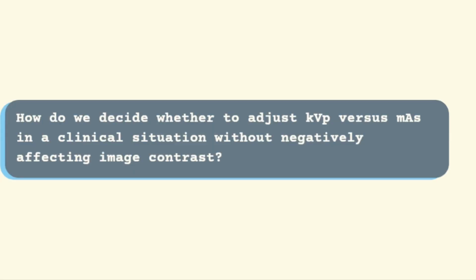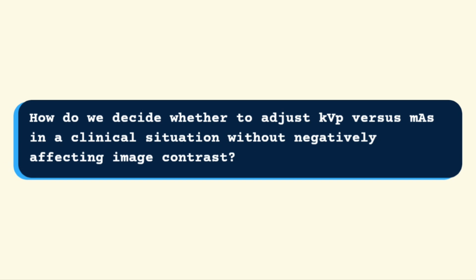All right, next question. This one is from Randy. Says, I understand that quantum noise decreases when IR exposure increases by increasing KVP or mass. But how do we decide whether to adjust KVP versus mass in a clinical situation without negatively affecting image contrast?